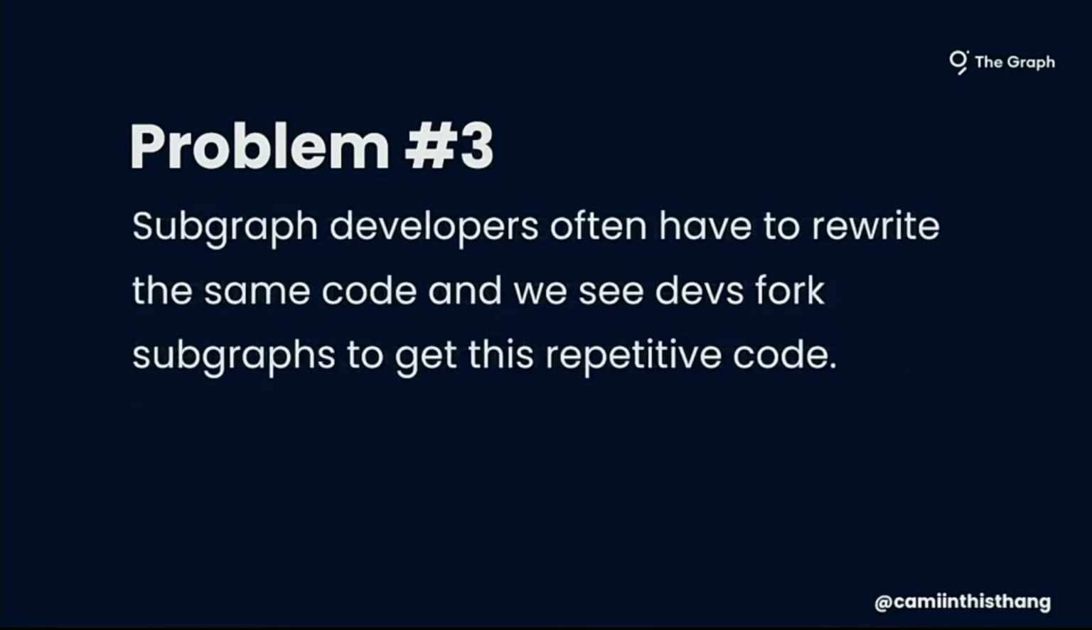The third problem is that subgraph developers would often have to rewrite code because you can imagine for anything like this open API that we're talking about, there's some steps that you always have to do.